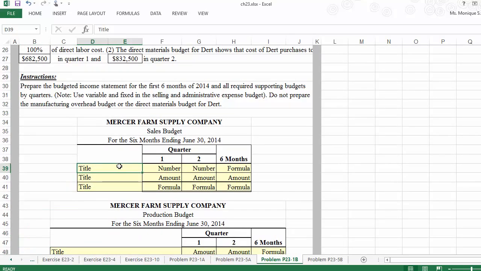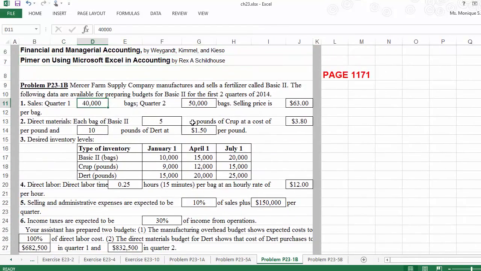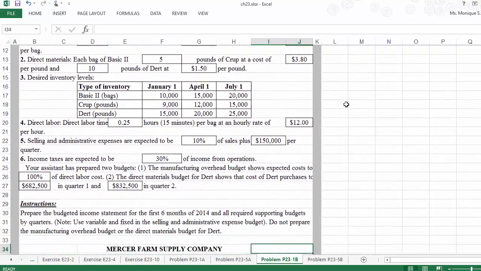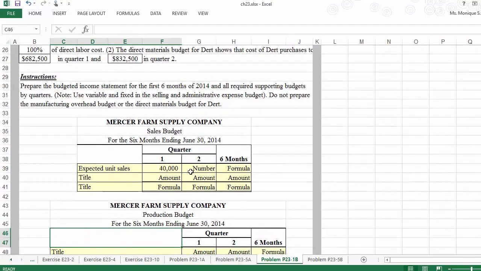And here we're going to fill in, similar to what we did in class, expected unit sales. And then we're going to put in the amount. Above it says that we had 40,000 for quarter 1, 50,000 for quarter 2, and the selling price is $63. So 40,000, 50,000, and $63. So 40,000 will be our first amount. And you see the formatting is already in there for you.